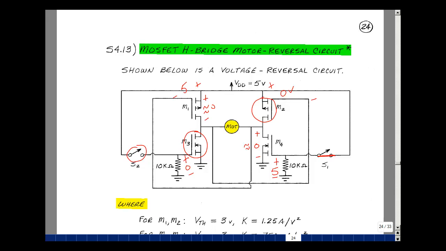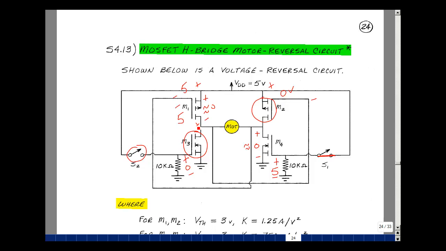Let's find the drain and the gate voltage for transistor 1. Here's the drain, and it's sitting at 0 volts, and here's the gate, roughly 5 volts. So I've got 5 volts across here. That does check that it's in the ohmic region. They're both greater than threshold, given that the threshold was 3 volts.